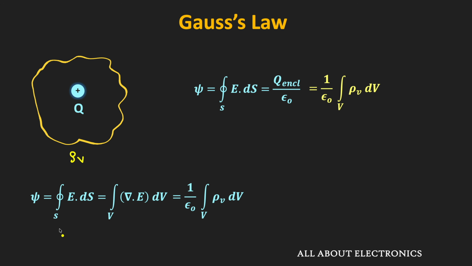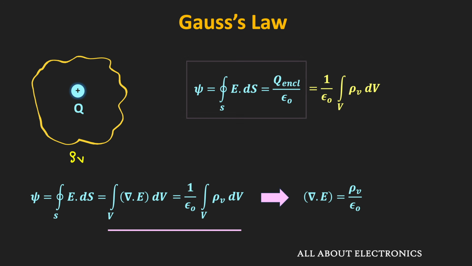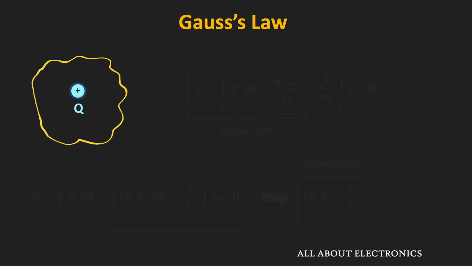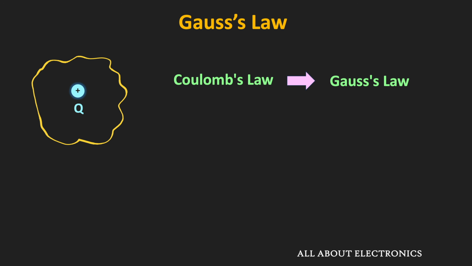So now, if you see this expression, then here we can compare these two terms, right? Because if you see over here, then both the terms represent the volume integration. So if we compare these two terms, then we can say that this del dot E is equal to this rho v divided by epsilon naught. So the earlier expression is the Gauss law in the integral form, while this expression is the Gauss law in the differential form. And here, basically we have derived the expression of the Gauss law using the Coulomb's law.